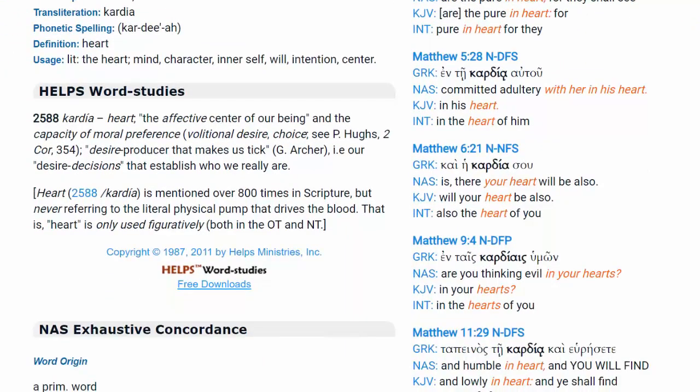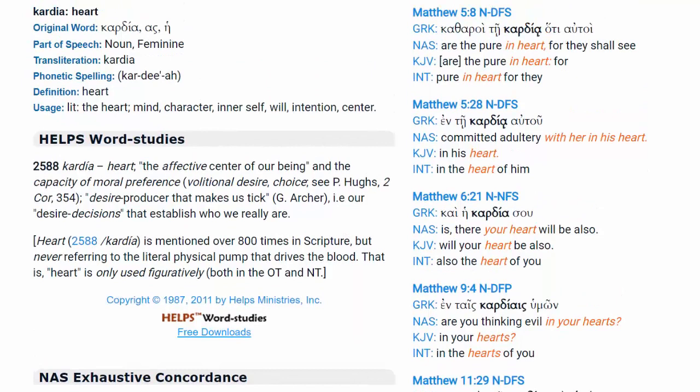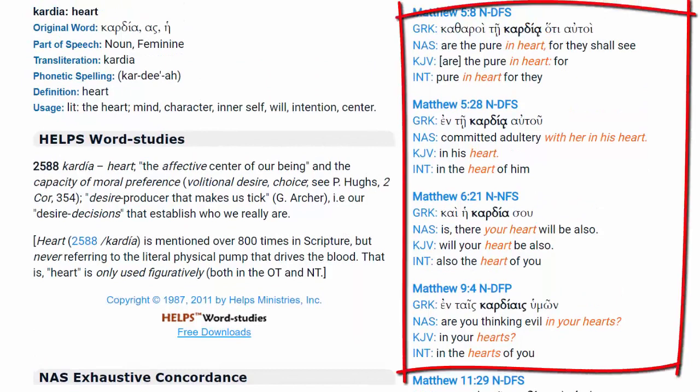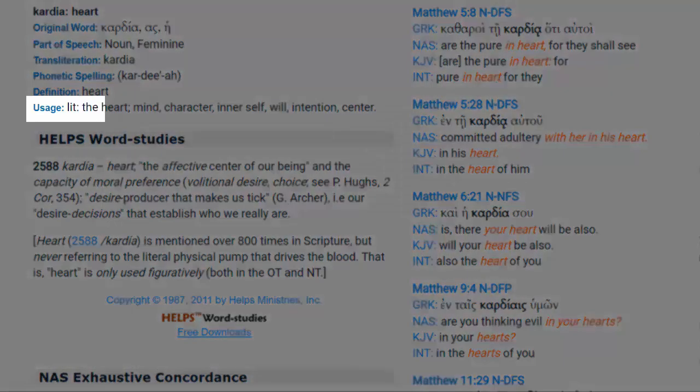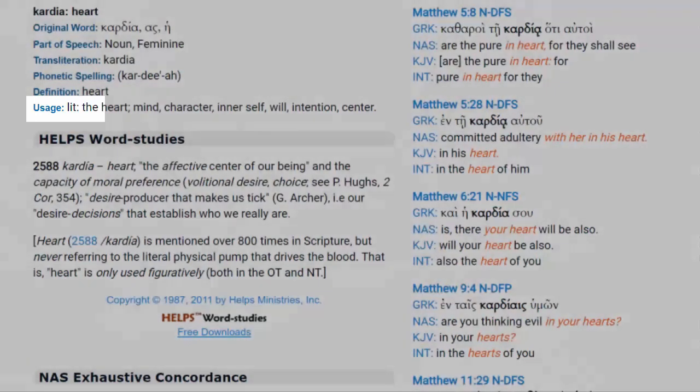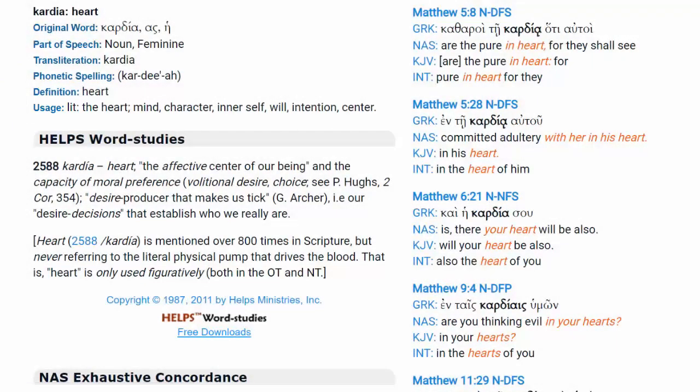You can get a little bit of an idea of that by looking at the right column as you see some other passages containing it, but that's not going to be a real satisfactory way to get the broad picture. Instead, we want to come over to the left here. We get a little bit of help from this word usage. It says literally, it's the heart. So that would be the literal or the anatomical meaning in the case of a word related to a body part.